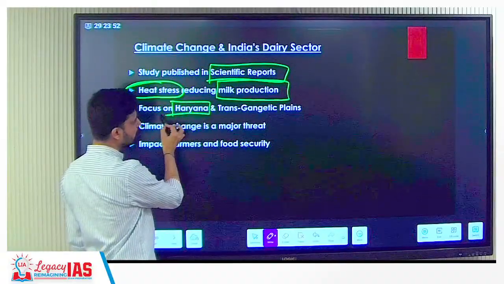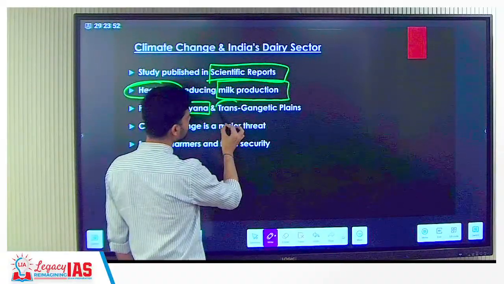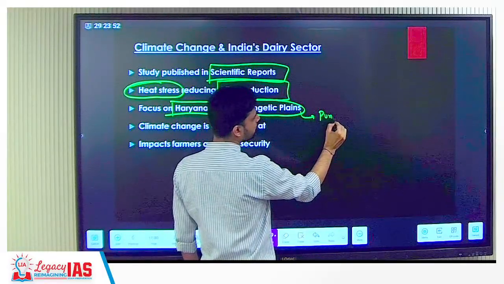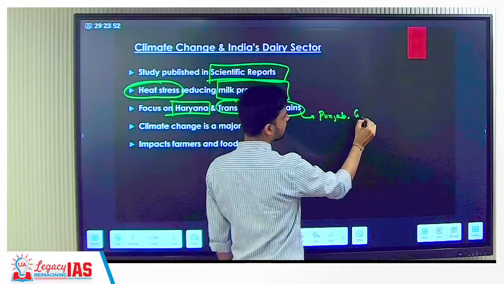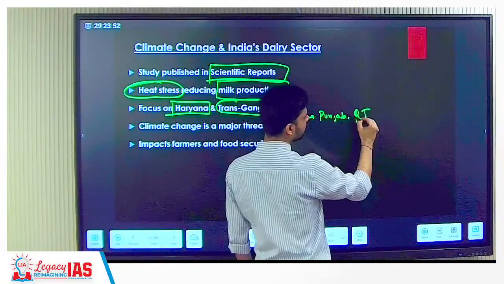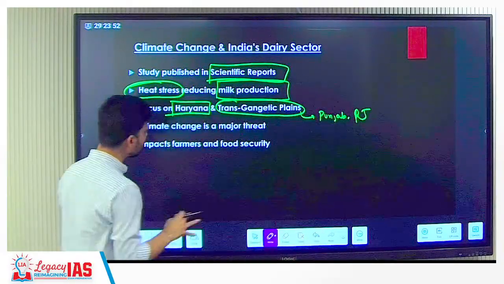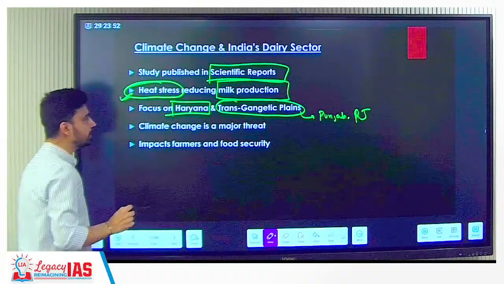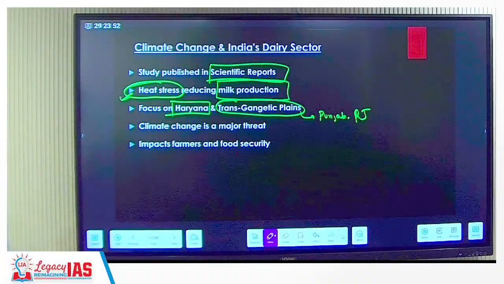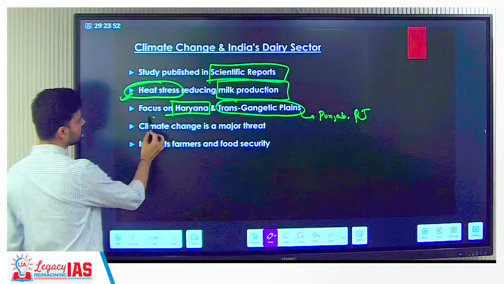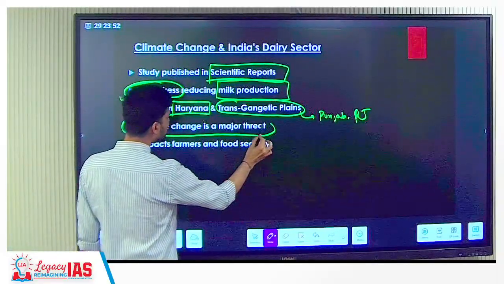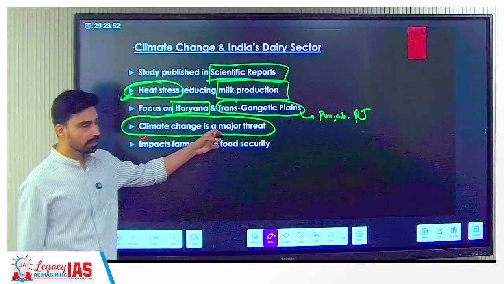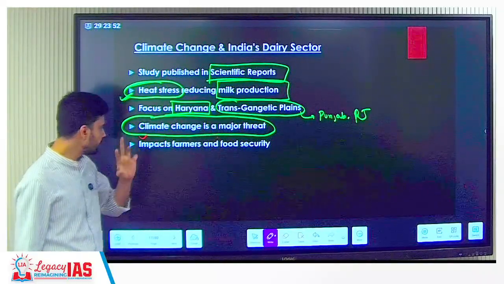For example, regions of Haryana, or the Trans-Gangetic Plain. Like Punjab also you can consider here. So Punjab, Haryana, part of Rajasthan, okay, upper northern Rajasthan. In all of these states, research was carried out, and we found that the heat stress has led to a reduction in the overall milk production of the cattle, and thus we can say the dairy industry of India. The raw material for the dairy industry is what? Raw milk. So climate change has become what? A major threat to the dairy industry.